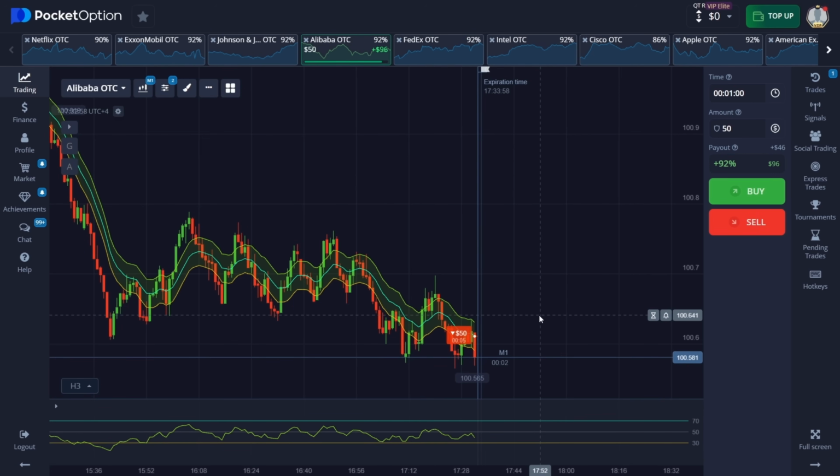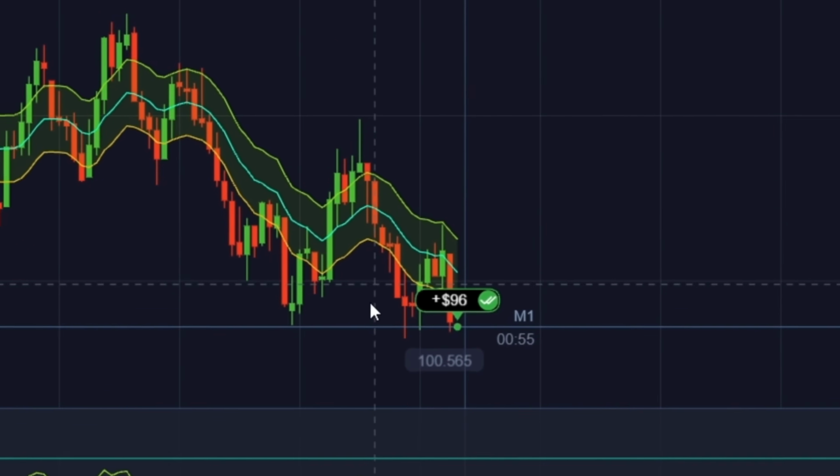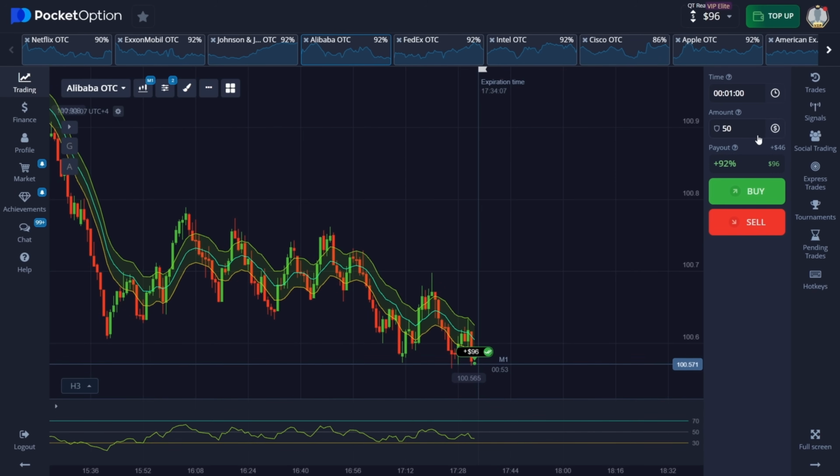With only a few seconds left, we won our first trade. Now my balance has increased to $96. Let's find a trade for $96.